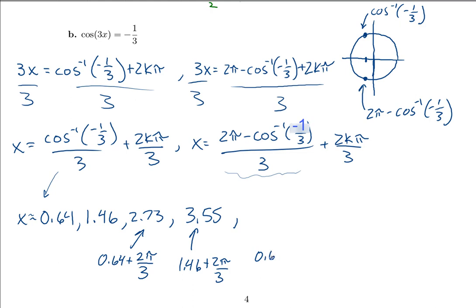So 0.64, plugging in a 2 for k, would give me plus 4 pi over 3, and that gives me 4.83. And then my other one, 1.46 plus 4 pi over 3, gives me 5.65. And that's getting pretty close to 6.28. Definitely notice if I added another value here, it would be 6 pi over 3, which is 2 pi, so that is definitely going to take me over the top.